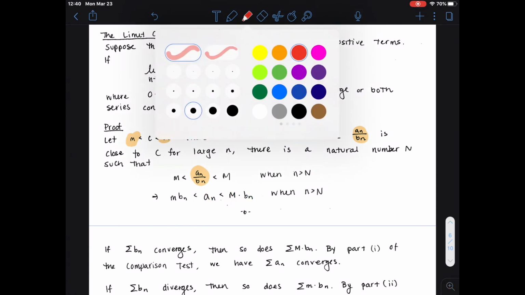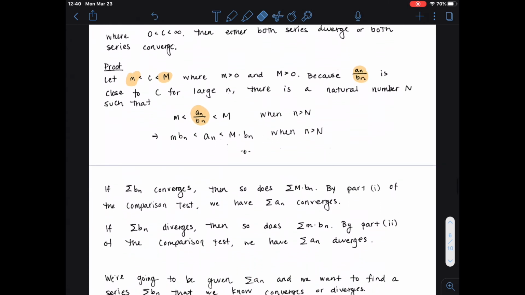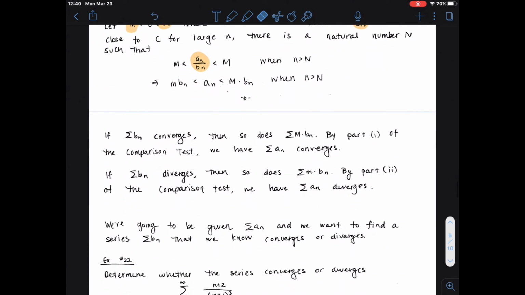In the case that you know bn is divergent, when you multiply it by a constant, it's divergent as well. So an has values that are bigger than m times bn. This is divergent, so an has to be divergent as well. So it all follows directly from the actual comparison test, but now you just have to take a limit and it has to go to something positive.